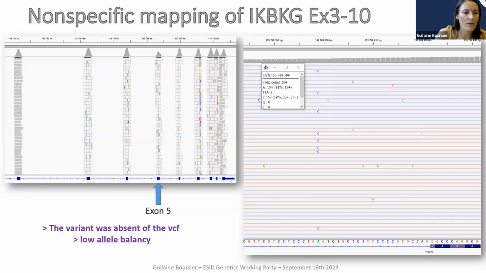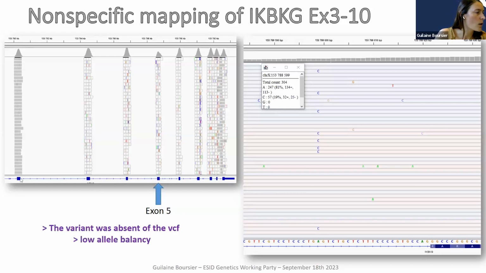So the pipelines align the reads from the EKB-KG and EKB-KG-P1 locus to both regions, but this results in very poor mapping quality, and the presence of blank grid here means that the mapping is too poor to be included in the variant calling process. So you can see here that all the exons are white.